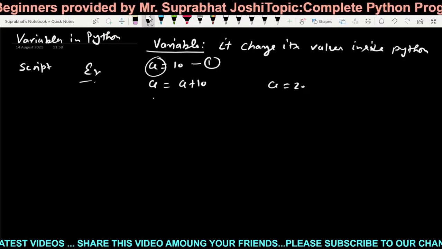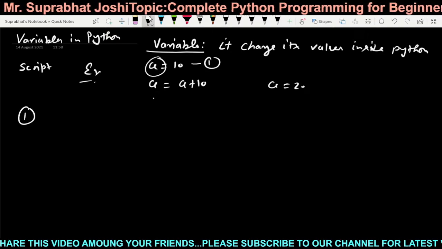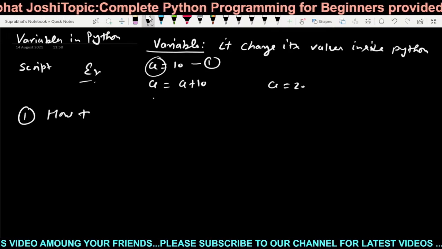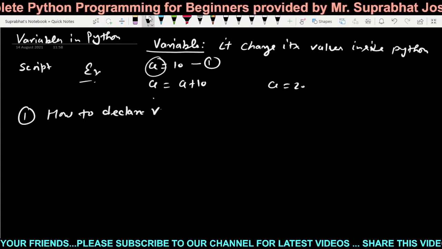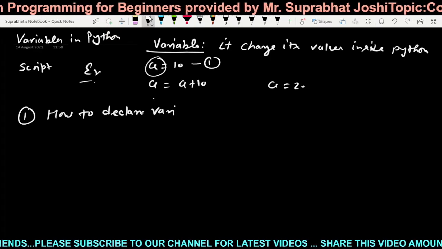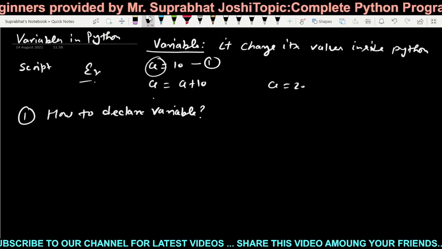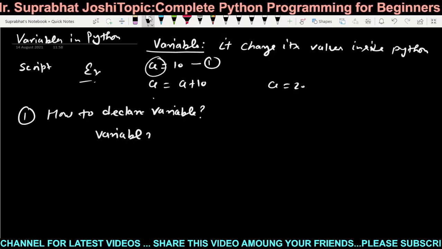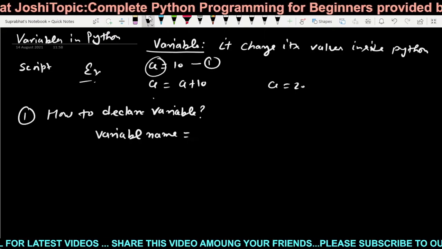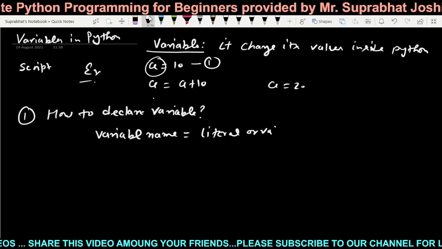So for the very first question, how to declare a variable? Very simple, just give the variable name and on the right side a literal or value.